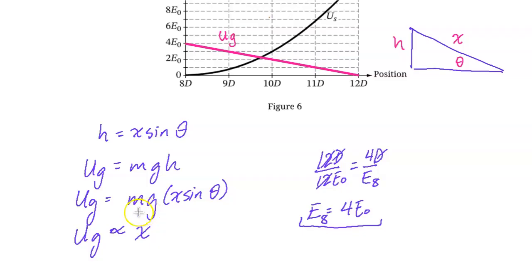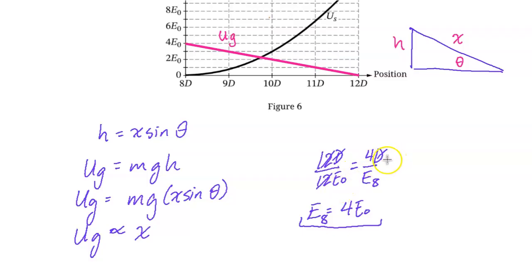And notice that the other variables are all constants. Theta is constant, g is constant, mass is constant. So we have this proportional relationship, and using this proportional relationship, we're going to set up these ratios. And so we know that at the highest point of the ramp, where the block is at position 12D, it has 12 E naughts of energy.